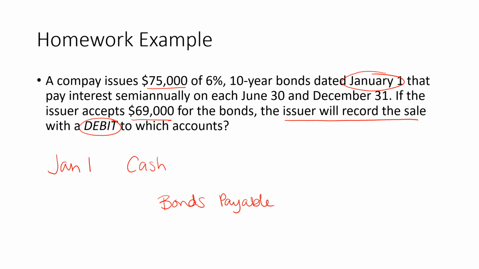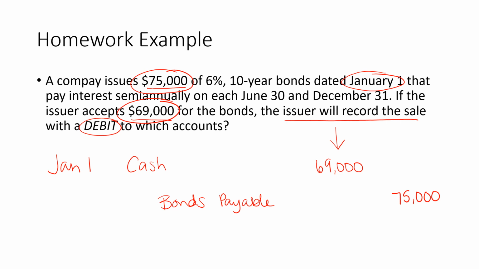The amount of cash received is $69,000. The par value or face value of the bonds was $75,000. So that's the amount that will be repaid at maturity. And as you can see, the journal entry does not balance. Our debit column is less than the credit column. That means we need to debit another account to get our transaction to balance.